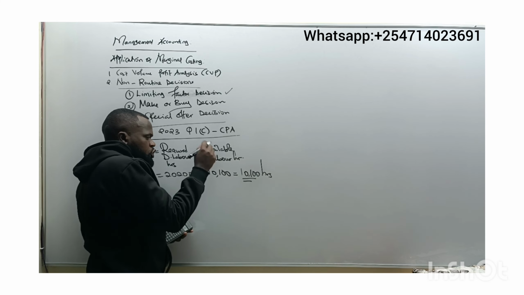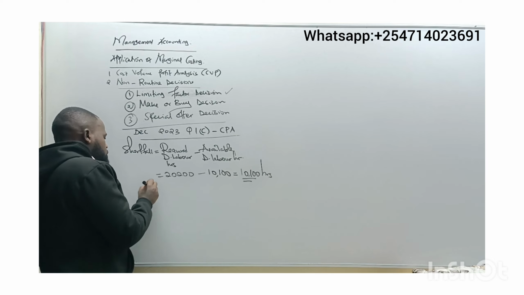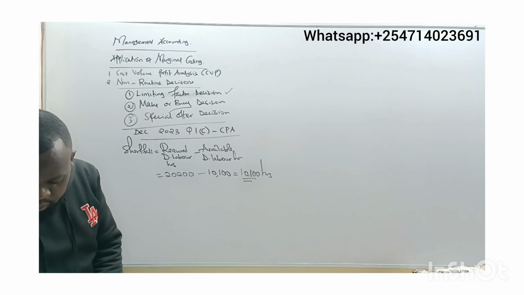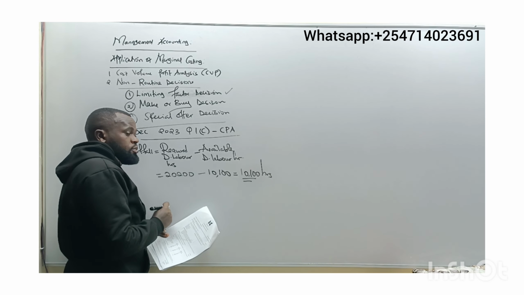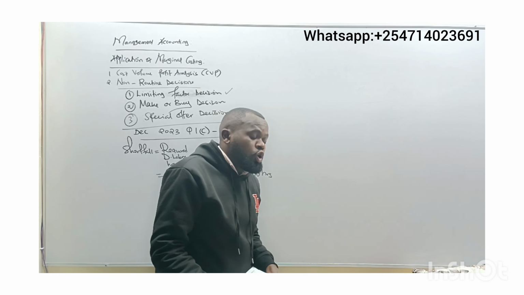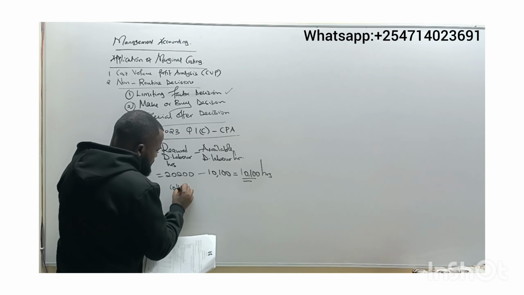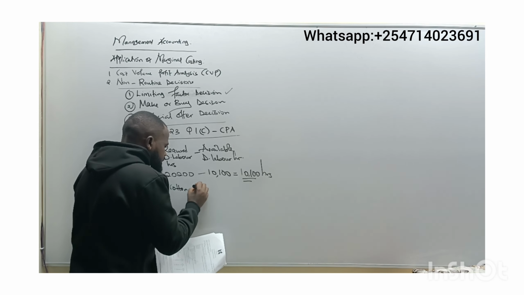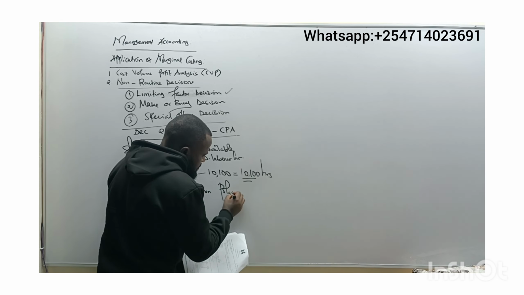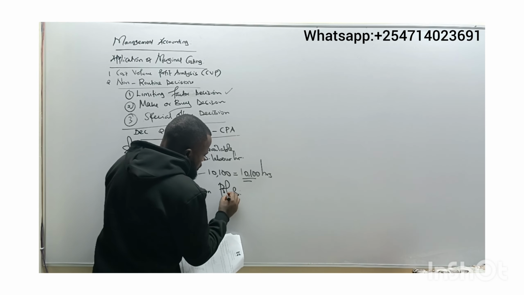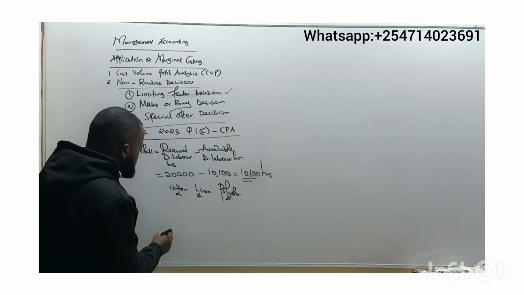So this is what we have, the available. We need to use the available to produce. So let's first work out for each of these products the contribution for each. How do you get contribution? Contribution is the selling price minus the variable cost. So our contribution for the products: we have cotton, linen, and polyester, in shillings per unit.